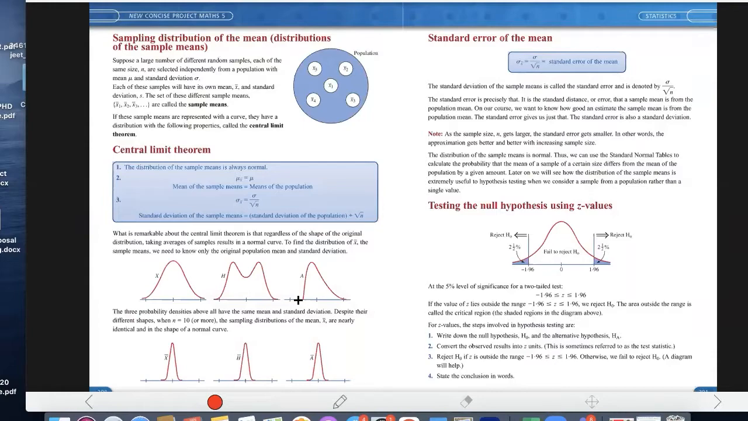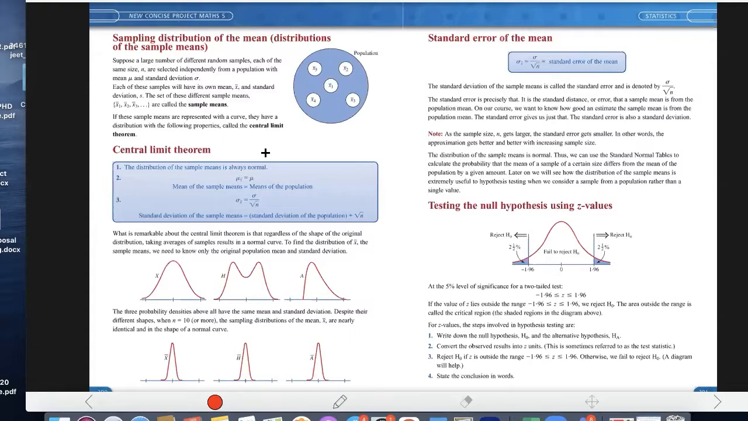That's bringing me on now in the book to what's called the central limit theorem. Okay, some of the questions that you will come across in your Leaving Cert are considering sample means. So let me read.